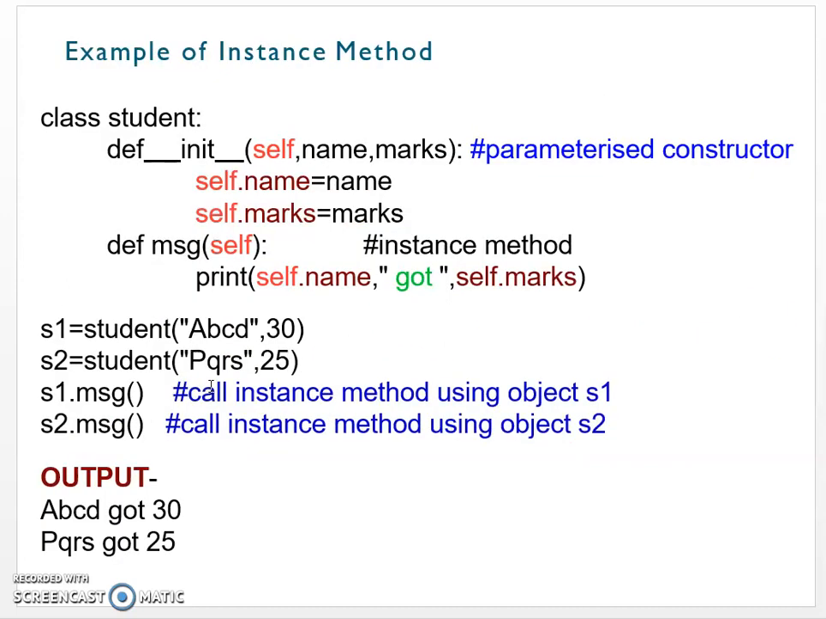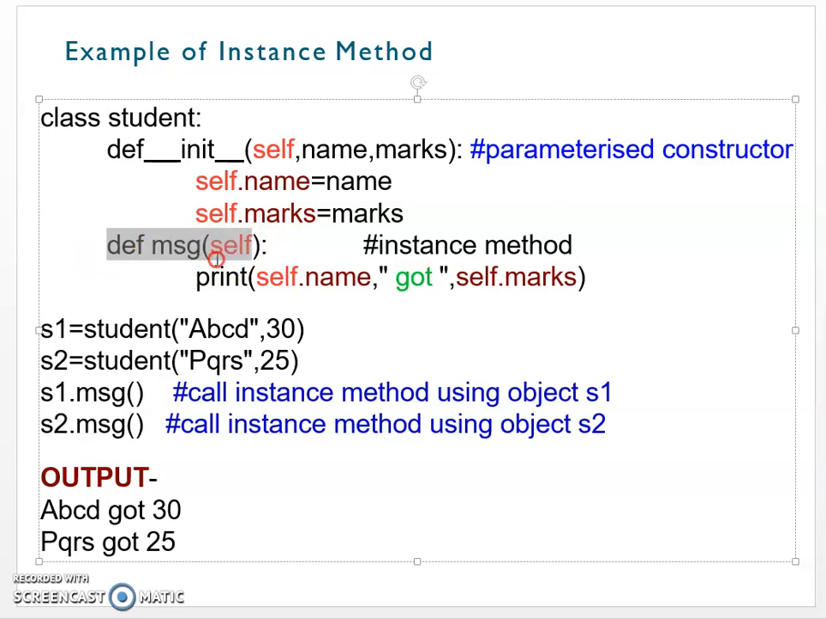Let us see an example on the instance method. I have taken this Student class. Next, I have declared the parameterized constructor because here I am passing two values to this constructor: self, name, marks. Then I have initialized name and marks with the name and the marks. Def message, in brackets self. Now this method is an instance method. I'm just printing some message on the console in the message method.